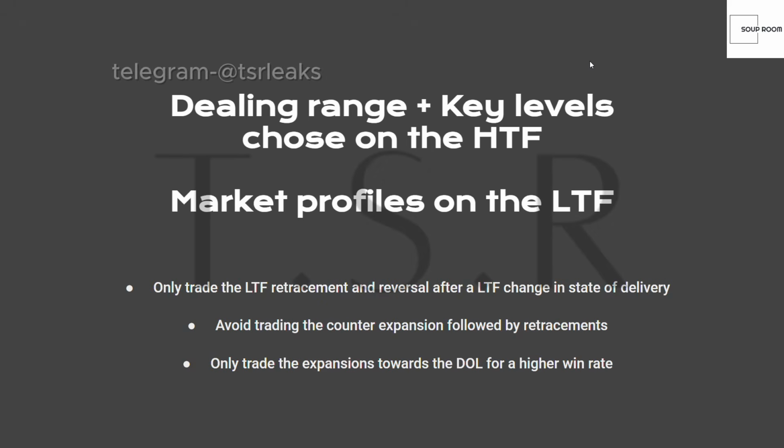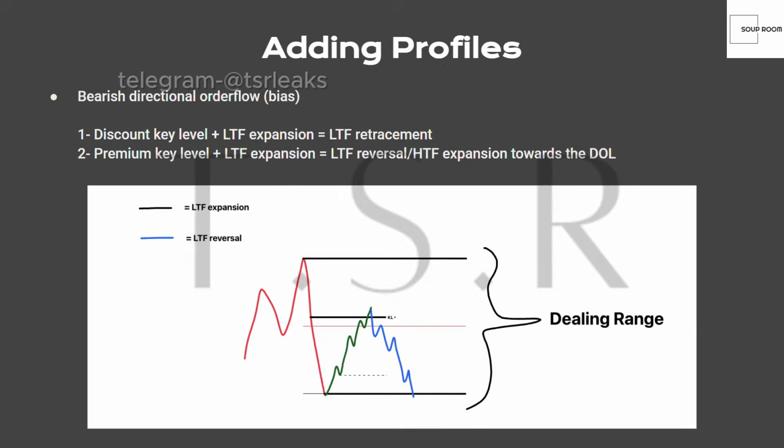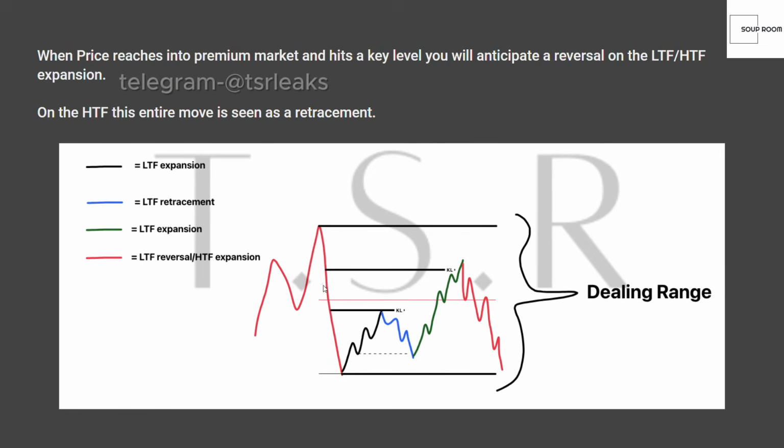Okay. Some more tips about the dealing range. So the dealing range and key levels must be chosen on the higher time frame. I already mentioned this. This is how you create your bias and narrative. The market profiles come from the lower time frame. Okay. Now, with that being said, use what I just mentioned before. A higher time frame retracement has lower time frame market profiles.